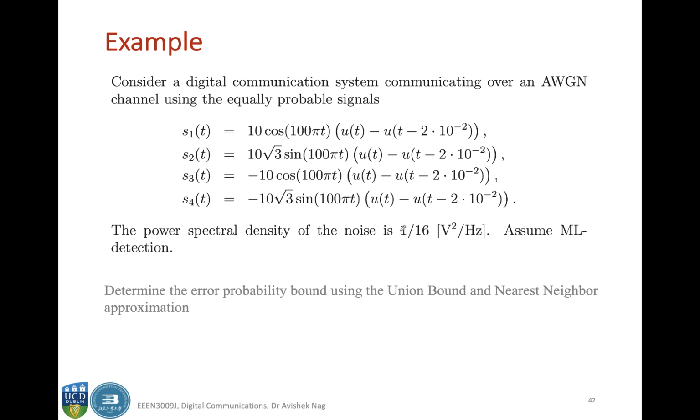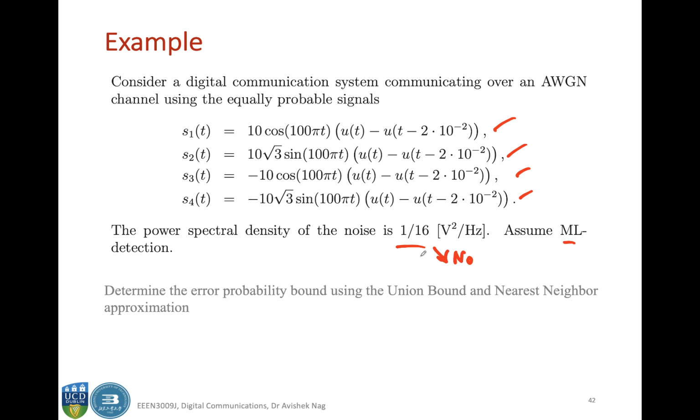Let's do an example to make the concepts clearer. So consider a digital communication system communicating over an AWGN channel using these signals. The signals are given in time domain, and the power spectral density of the noise is given. So this is basically your N0. Assume maximum likelihood detection, determine the error probability bound using the union bound and nearest neighbor approximation.